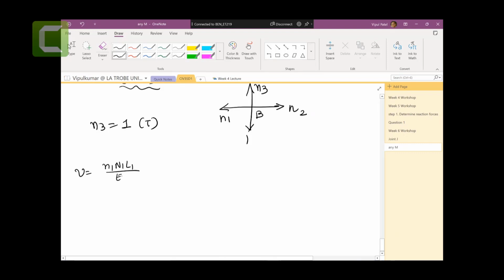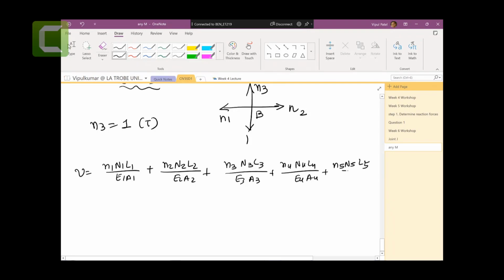Small v capital N1 L1 over E1 A1, plus small n2 capital N2 L2 over E2 A2, plus small n3 capital N3 L3 over E3 A3, plus small n4 capital N4 L4 over E4 A4, plus small n5 capital N5 L5 over E5 A5. Understand this one? I just have an expansion of these equations. We have 5 members. If you have 10 members, you do 10 sums. If you have 15 members, you do 15 sums. If you have 2 members, you do 2 sums. All right, we have all the values.